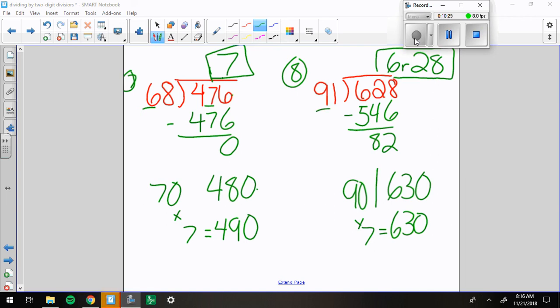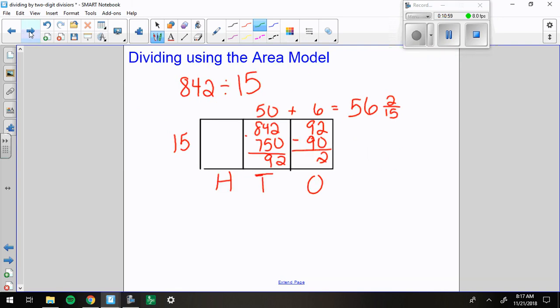There we go. And for number 8, 628 divided by 91. 91, I rounded to my nearest ten, I got 90. 628, I rounded to the nearest ten, got 630. I know 90 times 7 equals 630. But it ended up being a little bit too big. My quotient is actually 6, remainder 28. All right. I'm going to move on. If you still need a little bit more help or want to ask me a question, exit out, pause, come to me. If not, let's keep moving to area model.